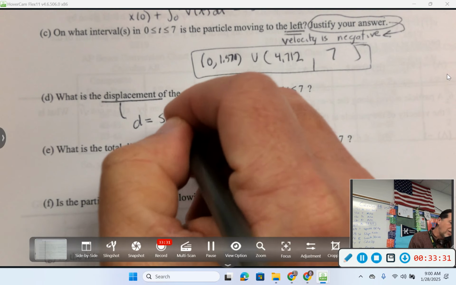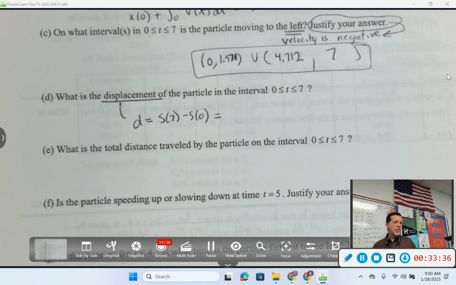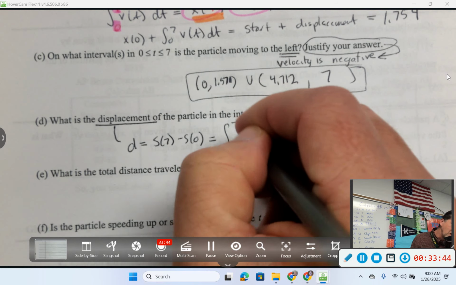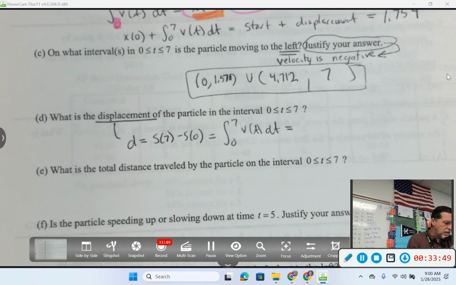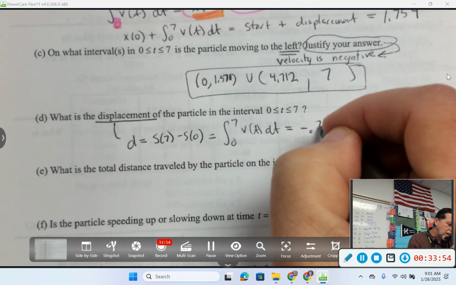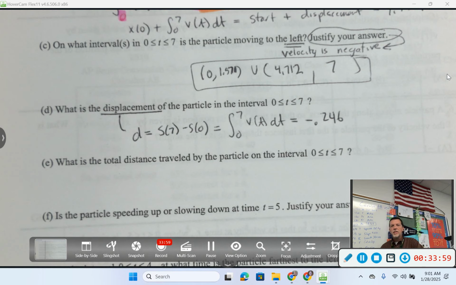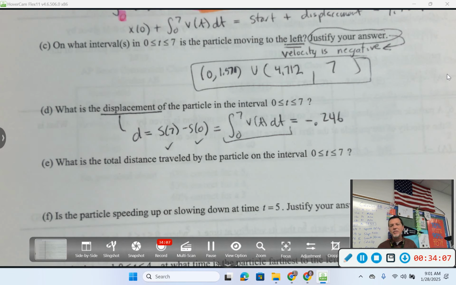I could do S7 minus S0, but then that would be a lot of work. Actually, that would not be a lot of work, because we already have that. We have S7 and S0. We also already did the integral from 0 to 7 of v of t dt. So I can scroll back in my calculator, and that was negative 0.246. Again, at this point, there's two ways to get that. We know S7, we know S0, and we know this, so that's all the same stuff.